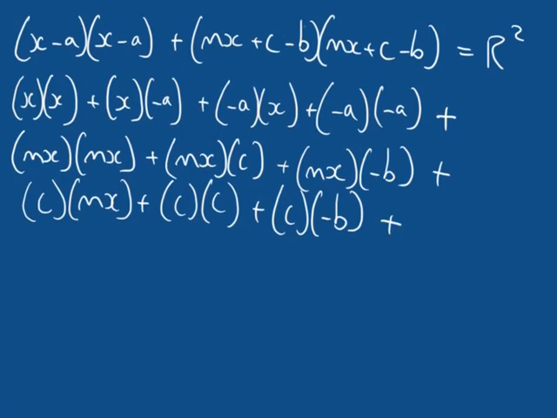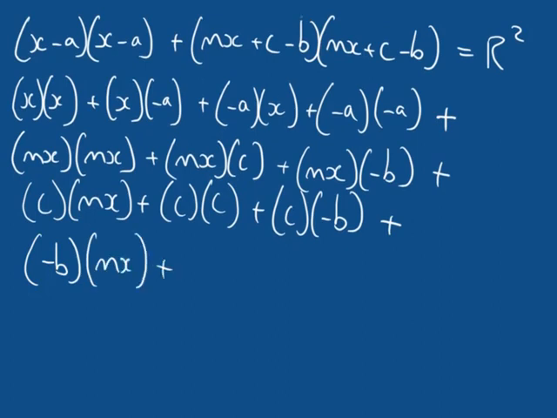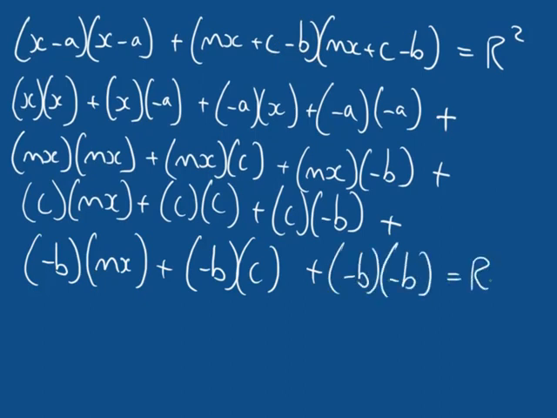Then we're going to add to that minus b multiplied by mx. Add to that minus b multiplied by c. Then we're going to add to that minus b multiplied by minus b, which is equal to r squared.